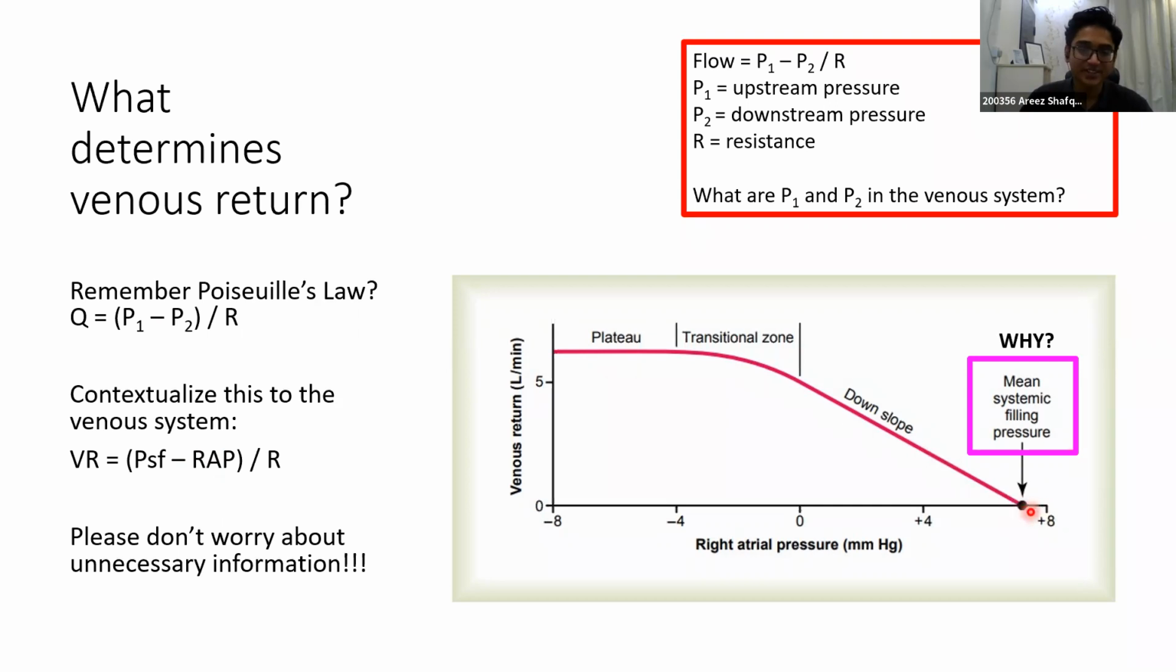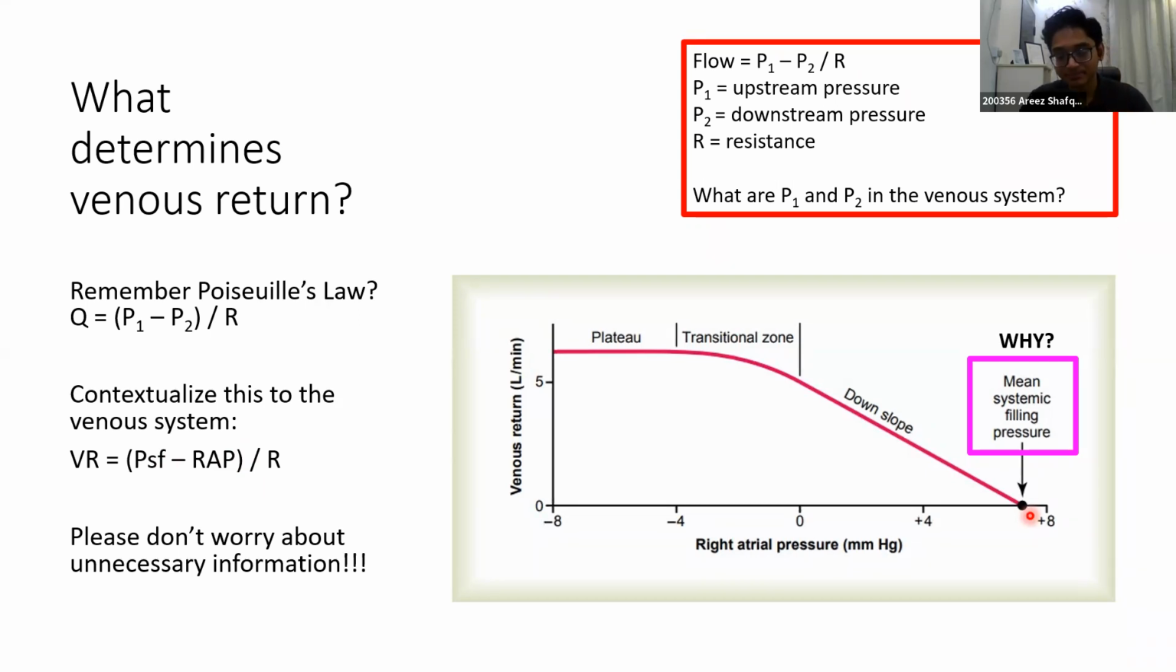At this point, venous return becomes 0. This is mean systemic filling pressure. Because we said that PSF is 7, if right atrial pressure increases to 7, then there is no pressure gradient. If there's no pressure gradient, there is no venous return. So do you agree with me that this x-intercept here should be mean systemic filling pressure? Yes. Okay, so everyone follow so far, because this is very, very important, okay?